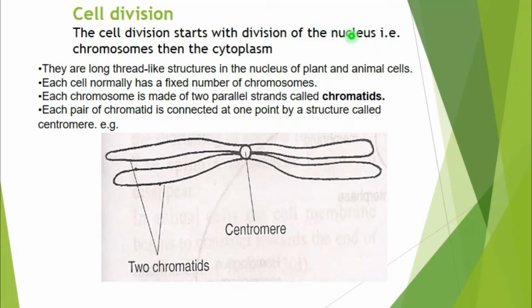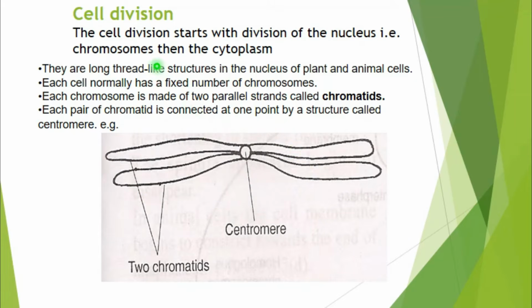And what do we mean when we are talking about the division of the nucleus? We mean chromosomes. Why are we talking about that? Because chromosomes are found within the nucleus. So once the chromosomes divide, the next process of cell division is that the cytoplasm divides. So what are chromosomes?